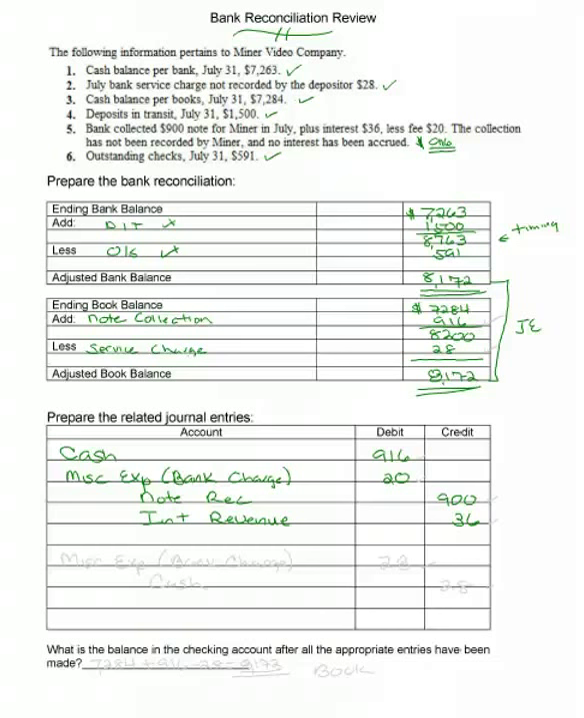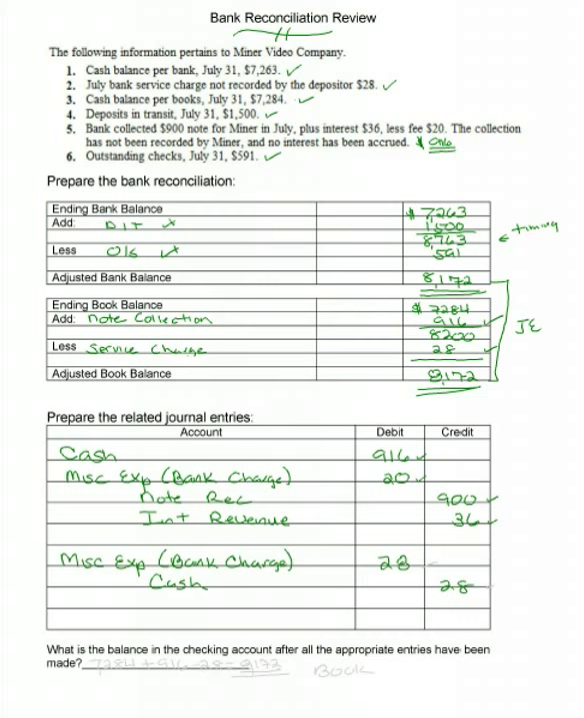Welcome back. How did you do? Several pieces to this entry. You need to record the entire collection of the note, record the interest, record the bank charge, which your author puts in miscellaneous expense, and pick up the net amount to cash. Good job. Let's move, since that is completed, to the second reconciling item on the book side. Go ahead and make your next journal entry.